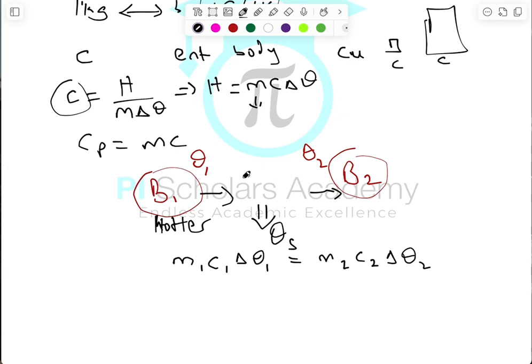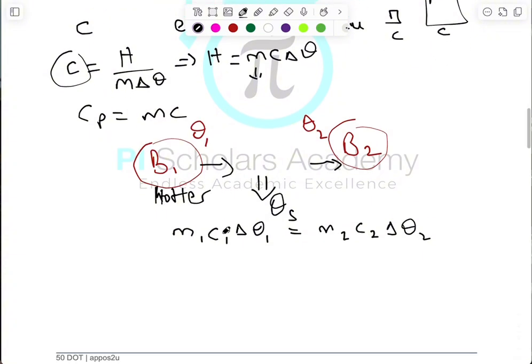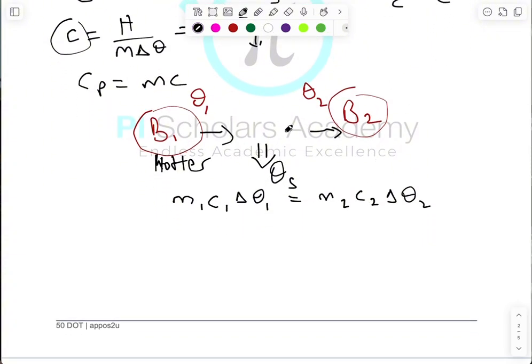Once that has happened, there's no longer transfer of heat. Even if one tries to transfer, the other one will transfer back, and they will maintain that steady state temperature. So how we find the change in temperature for somebody who is losing heat is different from how we find the change in temperature for somebody who is gaining heat.